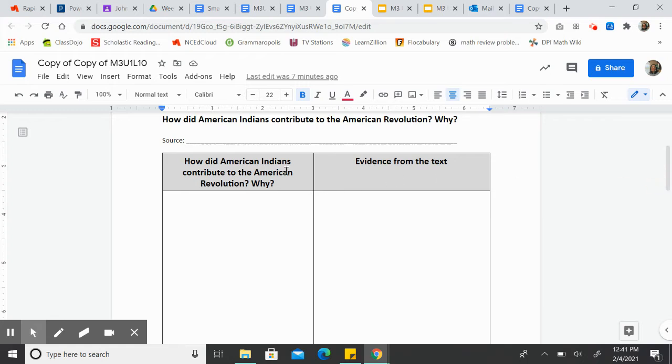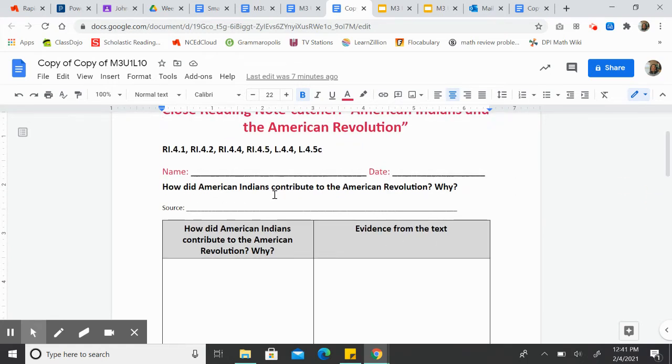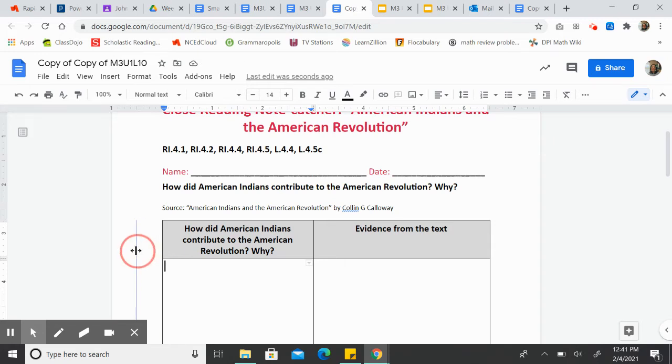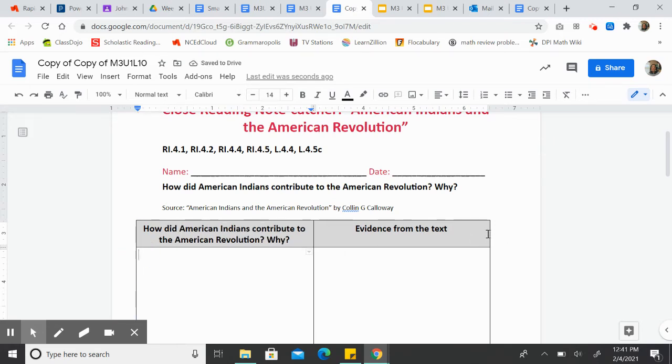Now, here's the deal. This is the question we're answering: How did the American Indians contribute to the American Revolution, and why? So remember, our source is American Indians in the American Revolution by Colin G. Calloway. Okay, so write that in. You're going to use that source and answer that question.